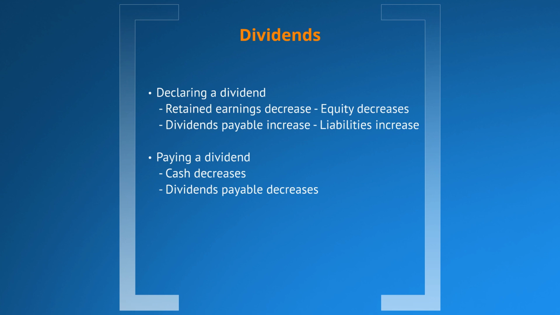Dividends are paid by the firm first by declaring a dividend, and that has some effects on our financial statement that we should know about. Our retained earnings decrease and our equity decreases. And our dividends payable increase, which increases our liability. So at the point of declaration, equity goes down, liabilities go up. Then when we pay a dividend, our cash decreases because we've paid it out, but we're also paying off that liability.